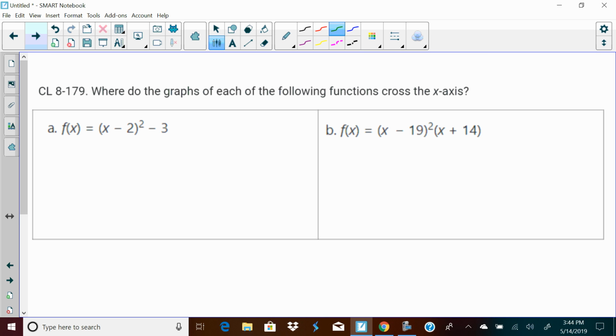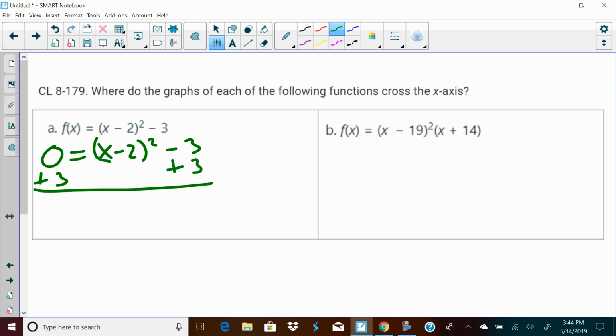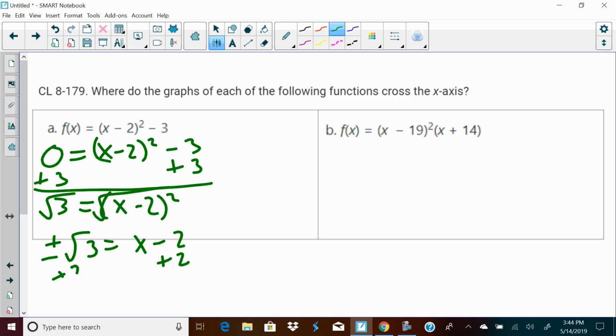Problem 8-179 says, where do the graphs of each of the following functions cross the x-axis? So for A, I plugged in 0 and got (x minus 2) squared minus 3. So I added 3 to both sides. 3 equals (x minus 2) squared. Took the square root. So I got plus or minus the square root of 3. So x minus 2, and added 2. So x is going to equal 2 plus or minus the square root of 3.